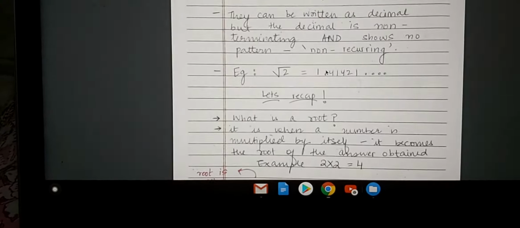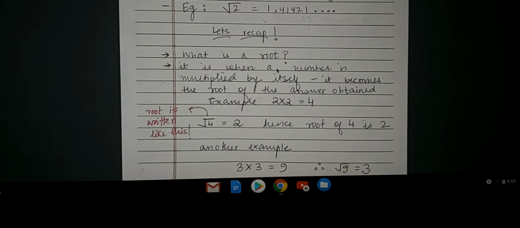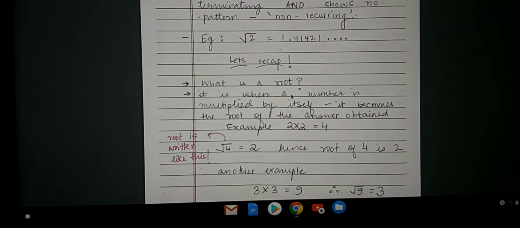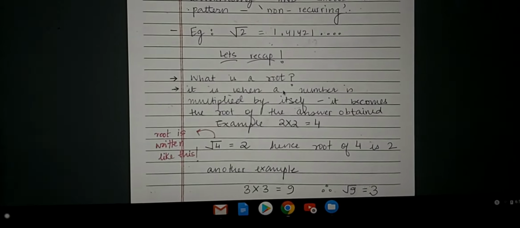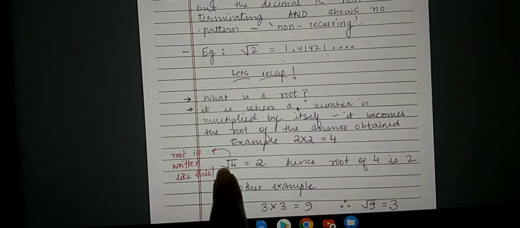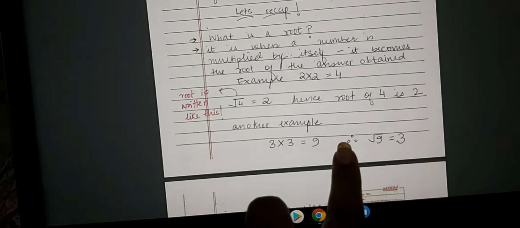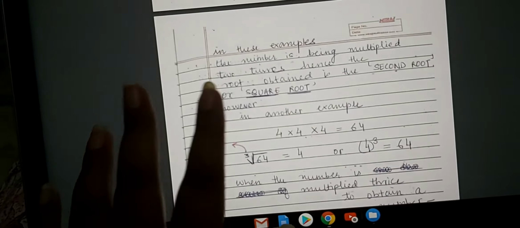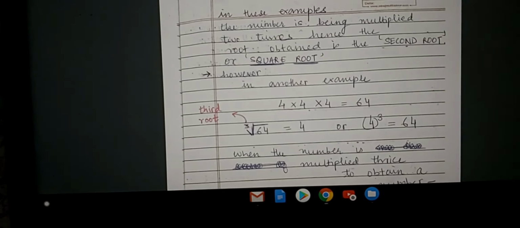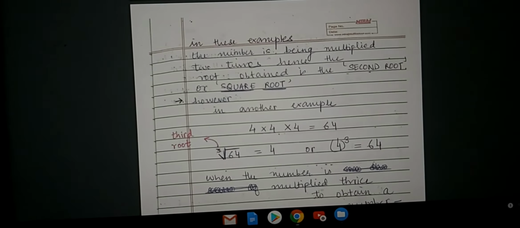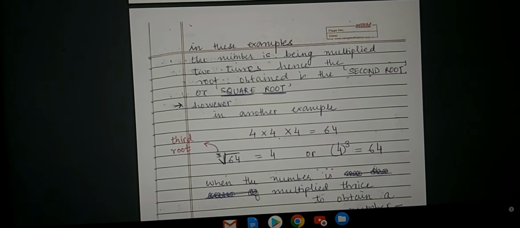Okay. Now, what is a root? We know root, we've done root 100 times. What is a root? It is when a number is multiplied by itself, it becomes the root of the answer obtained. So 2 into 2 is equal to 4. Therefore, root of 4 is 2. Correct? 3 into 3 is equal to 9, and therefore root 9 is 3. We know how to solve for root, guys. In these examples, the number is being multiplied 2 times. Hence, the root obtained is the second root or square root.